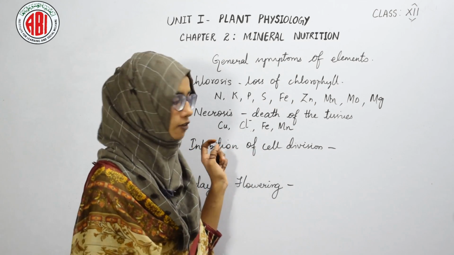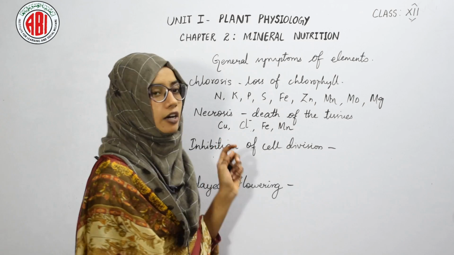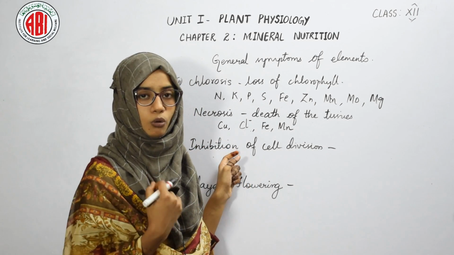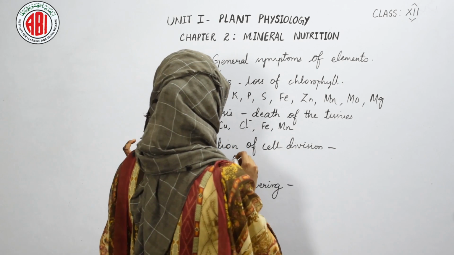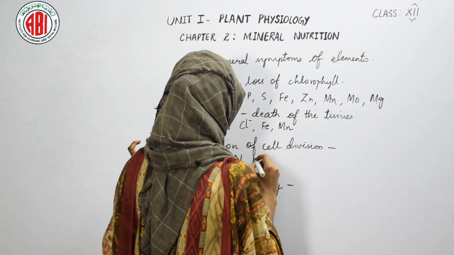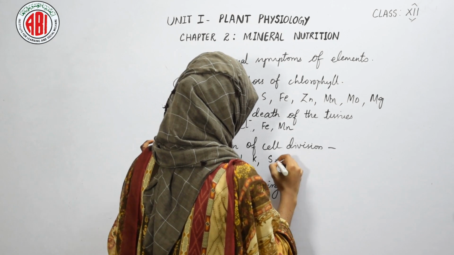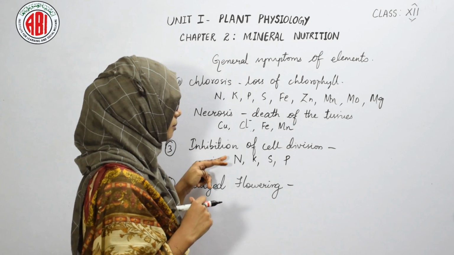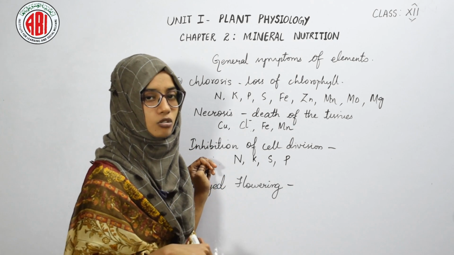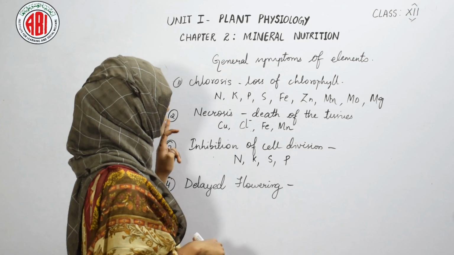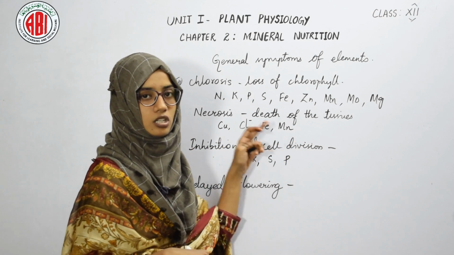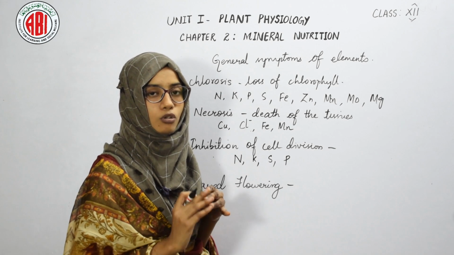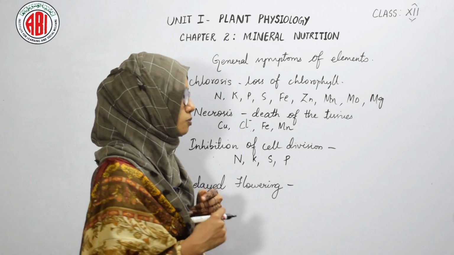Inhibition of cell division. Inhibition means stopping. When cell division gets stopped, it is a deficiency symptom shown by the plants when elements like nitrogen, calcium, sulfur, and phosphorus are not available in the required amount, or if these elements are absent in the soil. Then we can see a deficiency symptom like inhibition of cell division in the plant body. And due to the inhibition of cell division, there is no generation of ATP in the plant body.